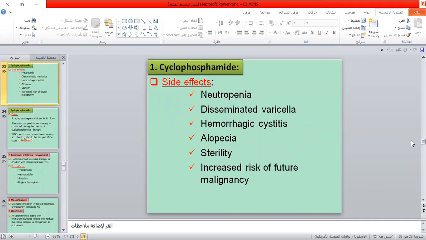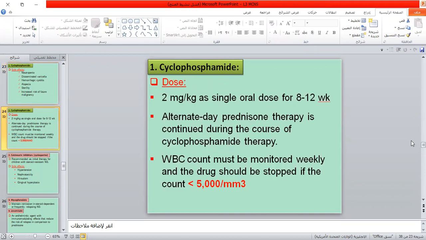قبل ما ندي cyclophosphamide, you must discuss the side effect with the parent. يوم هذا بنتكم ما استفاد من البريدنزولون راح استخدم هذا الدراج cyclophosphamide، بس يابا ترى هذا يسوي neutropenia، يعني decrease number of the neutrophil. زين؟ يسوي disseminated varicella، إذا صار عنده chicken pox يصير عنده dissemination، يصير عنده hemorrhagic cystitis، يصير عنده alopecia، sterility, and increased risk for further malignancy. You must discuss this serious side effect with the family before starting of the cyclophosphamide therapy.